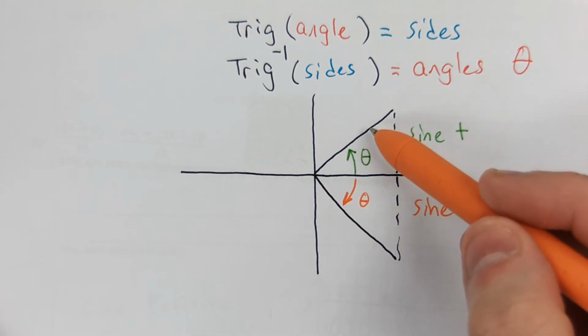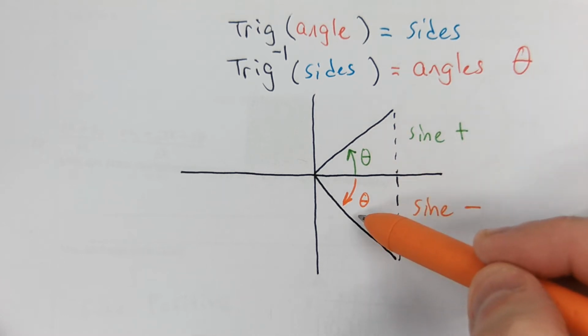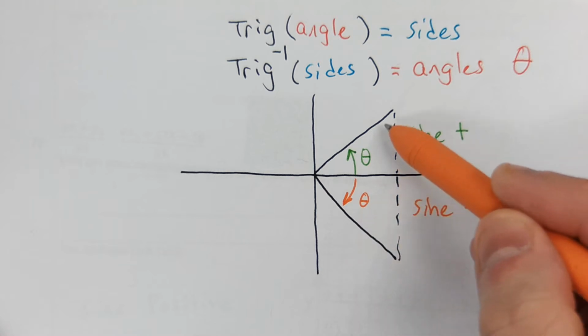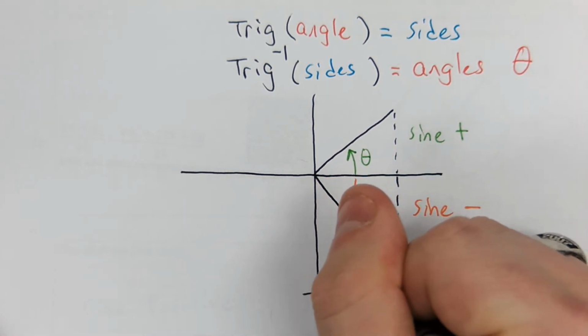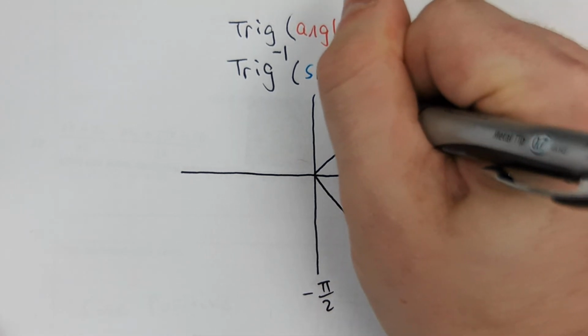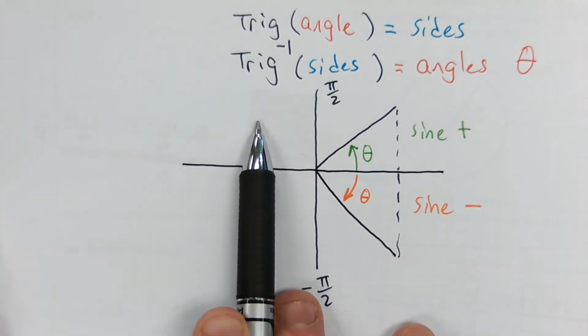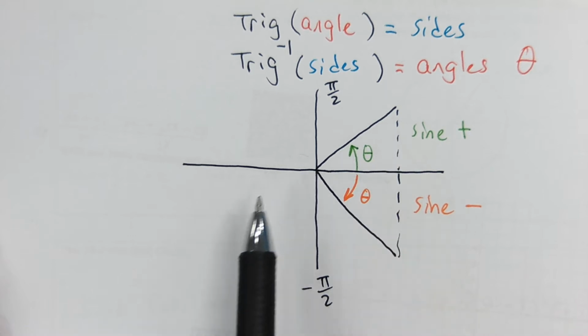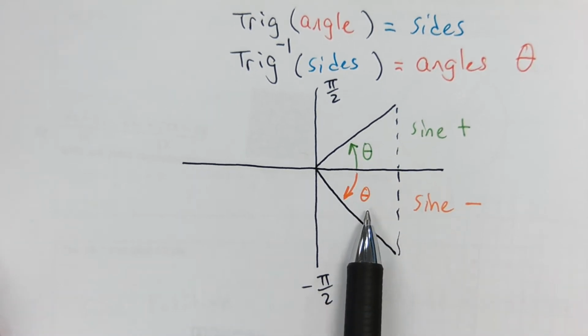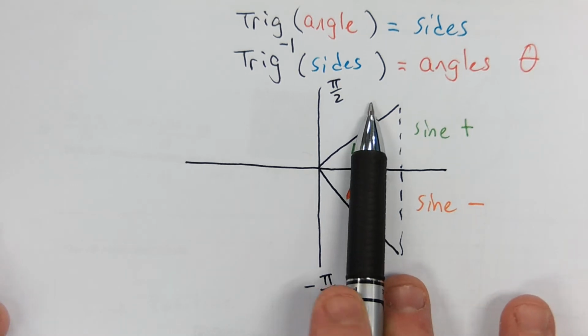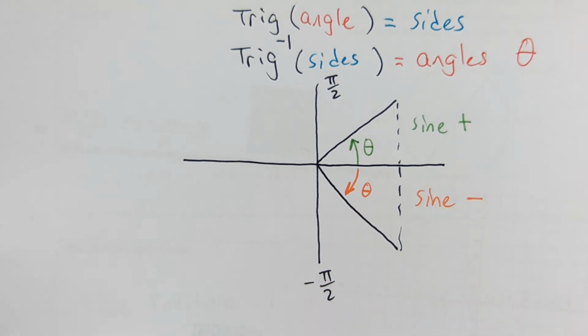Sine's positive here, sine's negative here. And this would give me every possible sine value that could happen, from negative pi over 2 to positive pi over 2. Everything over here is just a reflection of this. Everything over here is just a reflection of this. So these are the first time you see negatives, first time you see positives. Does that make sense? Okay.